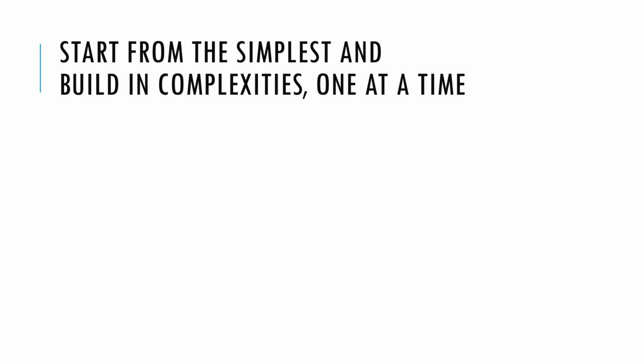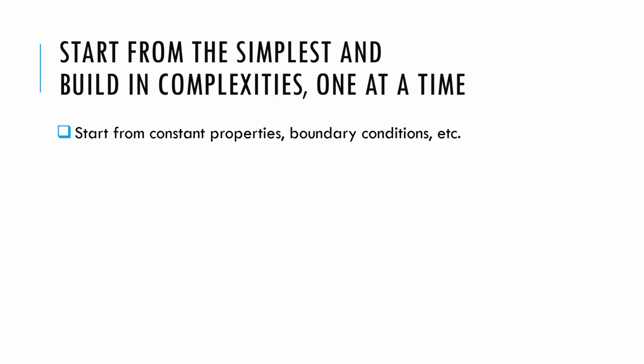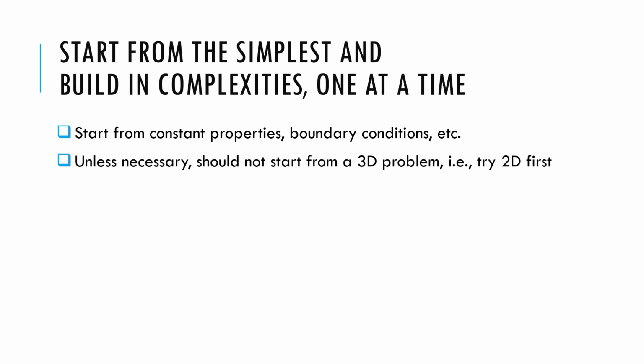So start from the simplest and build in complexities one at a time. There are, of course, many ways to do this, and what I am about to share are some steps to possibly achieve this, but there are many ways. So start from constant properties, boundary conditions, etc. Even if they're varying with time, with composition, we can start from constant values initially.